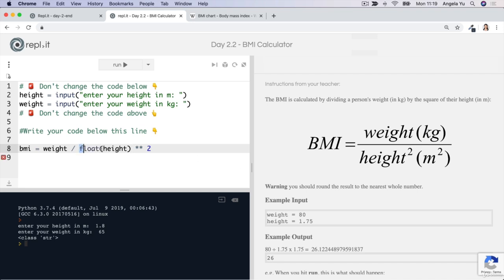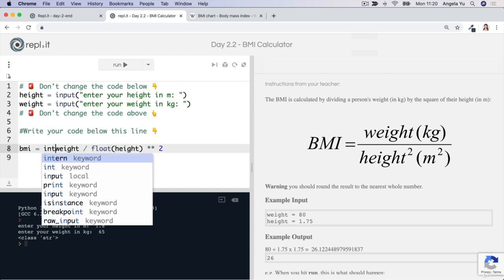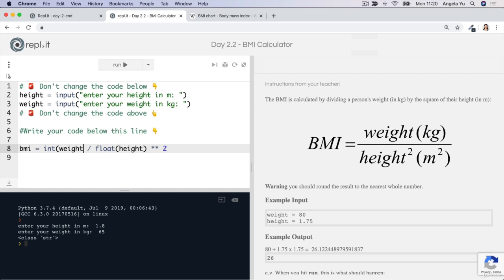We can convert it into a float using this line of code here, where we're converting this string into a float. And the weight, you can either convert it into an integer or a float, it doesn't really matter. Now if we run our code again, you'll see we no longer have any errors and we're now able to print our BMI. Let me enter my height and weight again. And you can see I'm getting this BMI with a massive list of numbers afterwards.